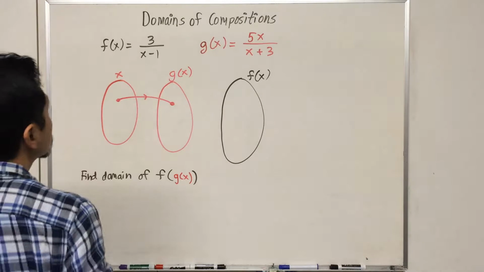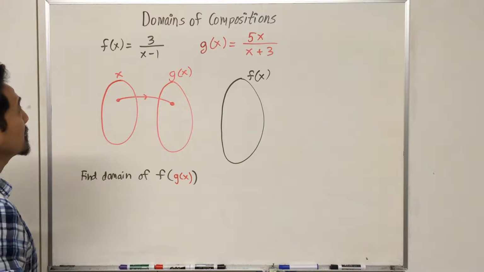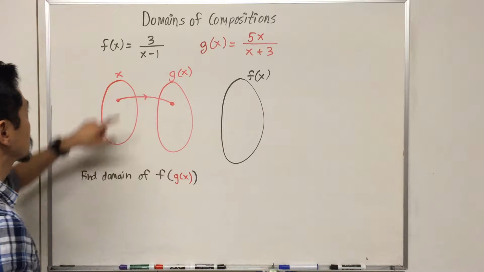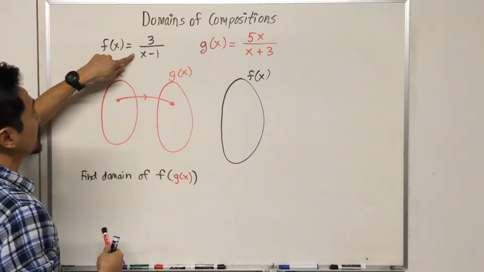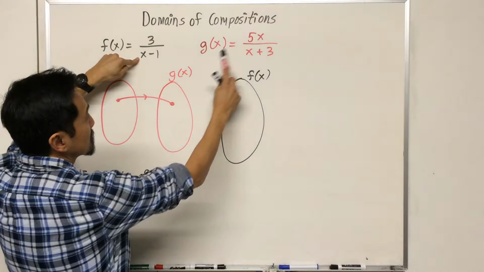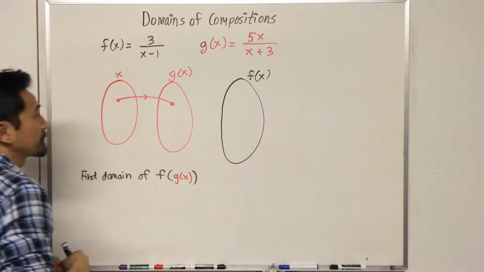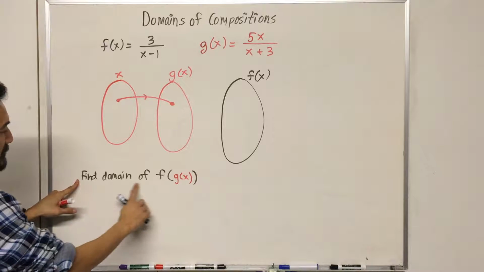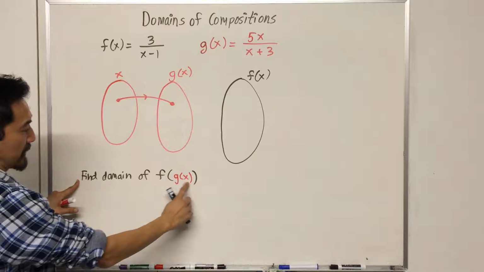Okay, folks, let's find the domain of a composition of two functions. Let's begin with this function f here, 3 over x minus 1, and then we've got g, which is 5x over x plus 3. Now, I'm asking you to find the domain of f of g of x.